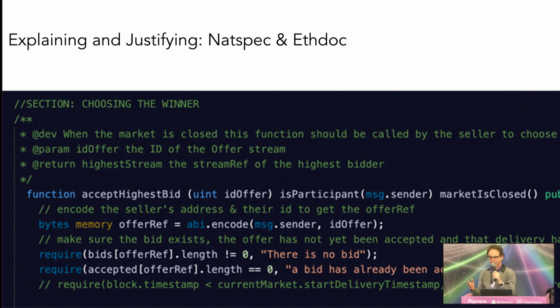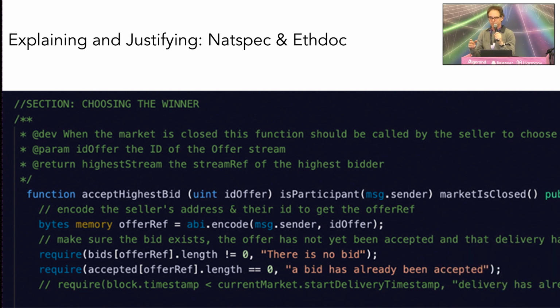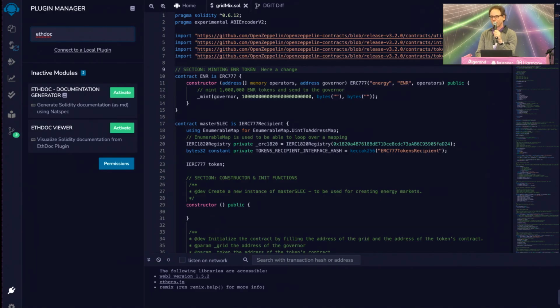And then also, like you're in a hackathon, you make some code, but you've got to justify your code. So a good way to do that is using NatSpec comments. And this section up here is a NatSpec. This is like a Solidity kind of comment that gets compiled and put in the compiled contract's metadata. And then you can use plugins called the ethdoc generator and the ethdoc viewer. Search for ethdoc here, and you'll get these two plugins.